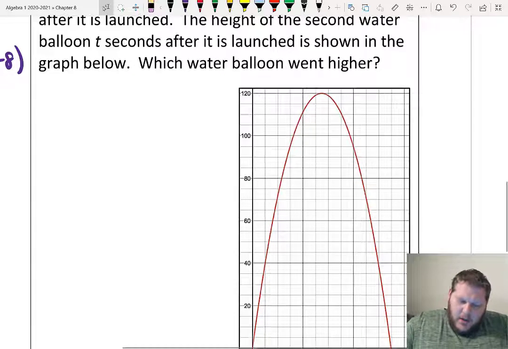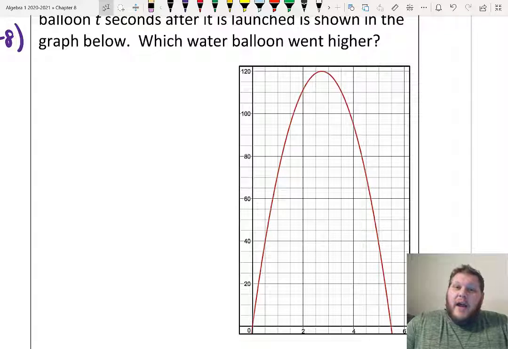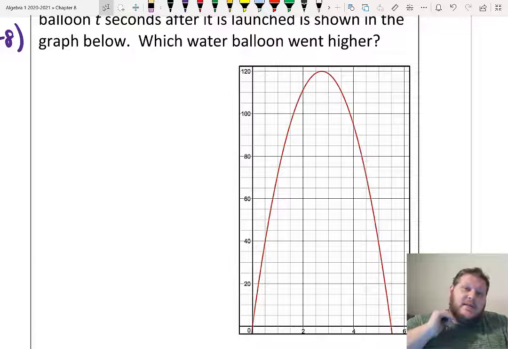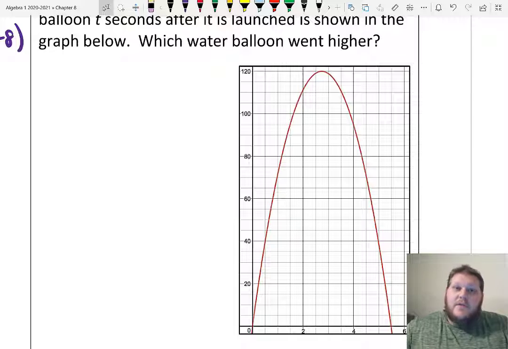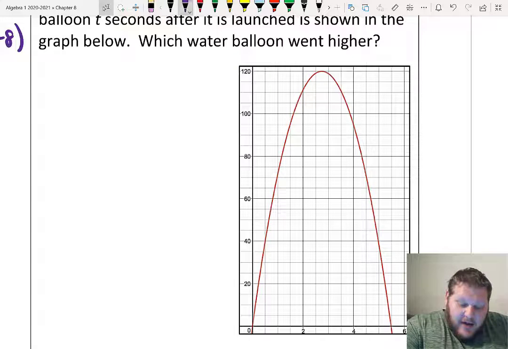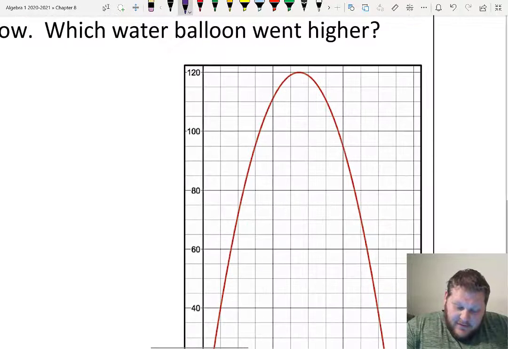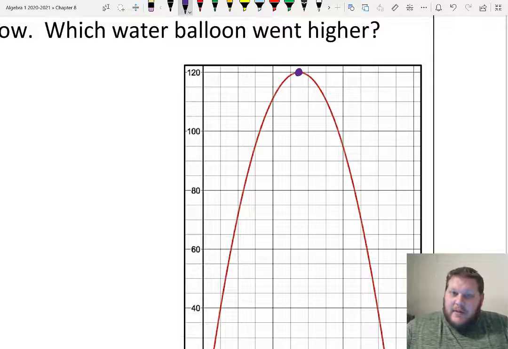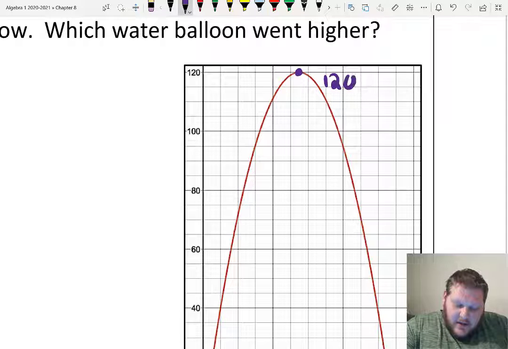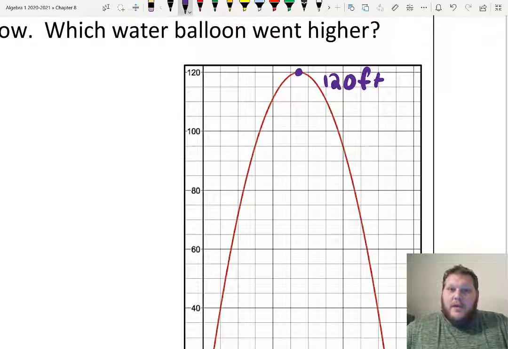Anyway. So in this one, we can see from our graph, this is the second water balloon. The first one, they gave us the equation. In the second one, they're giving us this graph. So we're going to be comparing the maximum height for each of those two things. My graph is super easy to find, because I can see my vertex. It doesn't really matter what time it happens at, but we can see that it has a max height of 120 feet. That's as tall as that second water balloon went.